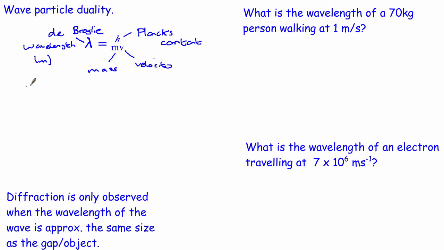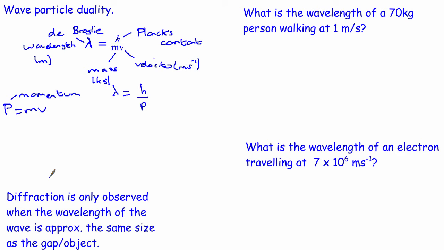And if we remember back to our GCSE physics, momentum is equal to mv. So sometimes this equation is written with momentum instead of the velocity, as the wavelength is equal to h over p. If it's p, it means momentum, but momentum is just equal to mass times velocity, which is where this comes from. The mass must be in kilograms, and the velocity must be in meters per second.